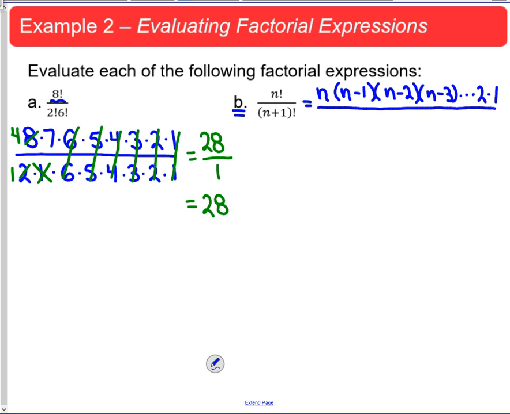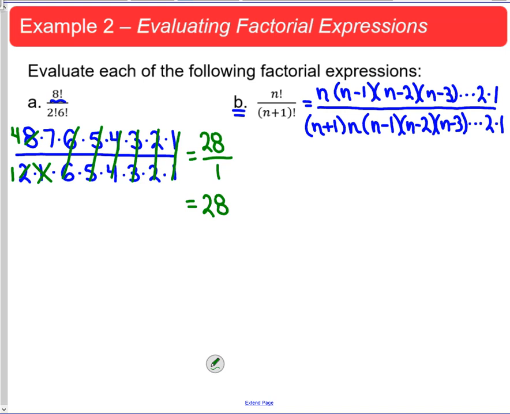The denominator, if it's n plus 1 factorial, starts with n plus 1. Decrease that by 1, that gives you n. Decrease that by 1, n minus 1, n minus 2, n minus 3, down to 2 times 1. So, just like I did in Part A where I crossed out a whole bunch of information, I get to cross out a whole bunch of information in Part B.